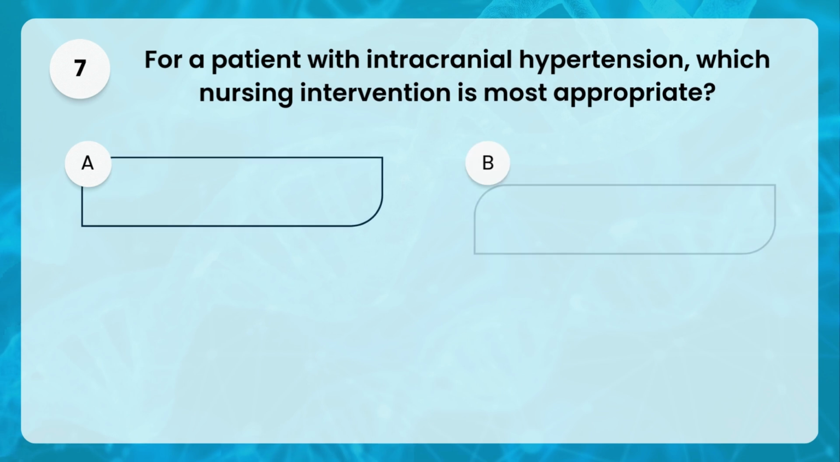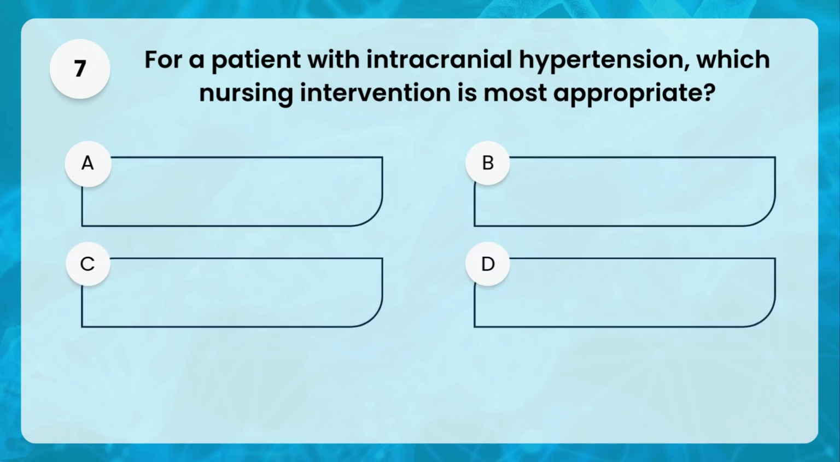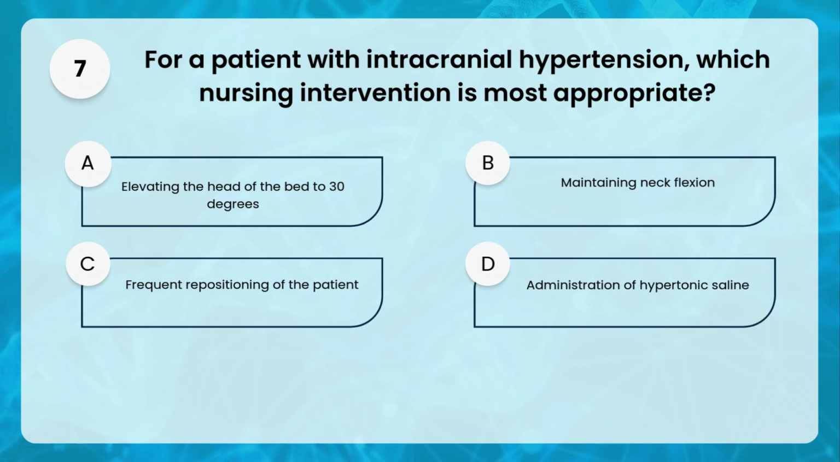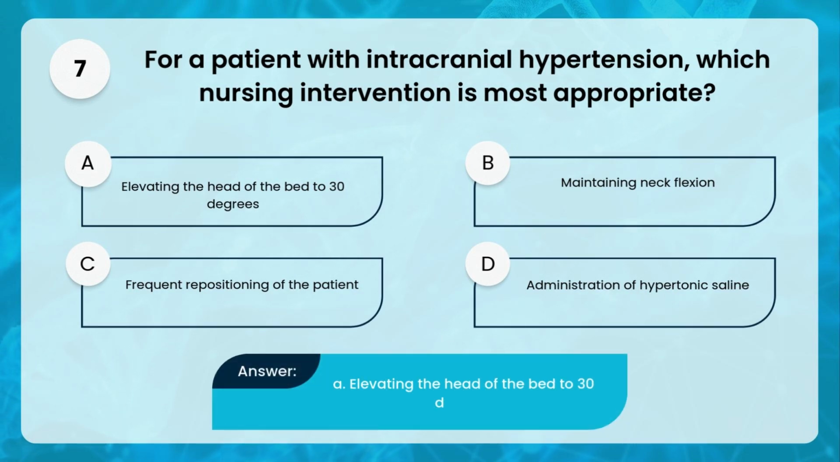Number 7. For a patient with intracranial hypertension, which nursing intervention is most appropriate? A. Elevating the head of the bed to 30 degrees. B. Maintaining neck flexion. C. Frequent repositioning of the patient. D. Administration of hypertonic saline. The answer is A. Elevating the head of the bed to 30 degrees.